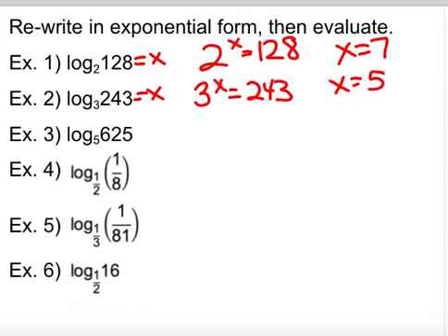Example 3, log base 5 of 625. Again, set that equal to x. And so when we rewrite that in exponential form, we're going to get 5 to the x equals 625. And so now on your pink sheet, you'd be scanning across row 5, looking for 625. And we can see then that x needs to be 4.